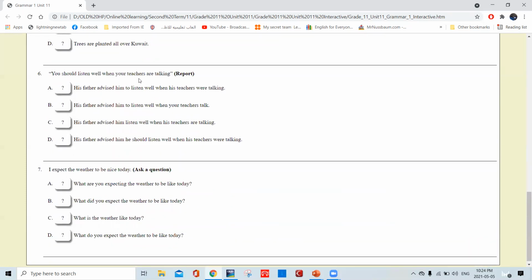You should listen well when your teachers are talking. Report. Begin with his father advised him. His father advised him, this is what? This is reported speech. And we begin with to. His father advised him to listen well. What about the pronouns? When your teachers, we have to change the possessive adjective here, his. And here, are talking, this is present continuous, we change it into past continuous. So we've got two answers. Which one? No, we don't use this one. This is imperative reported speech, we join with to or not to. So his father advised him to listen well when his teachers were talking.